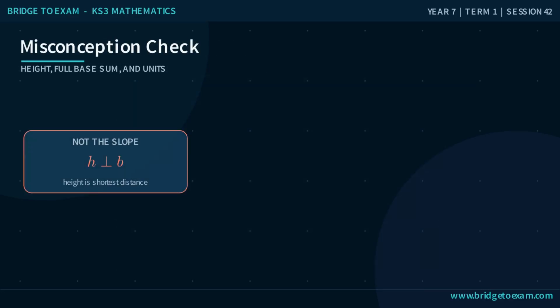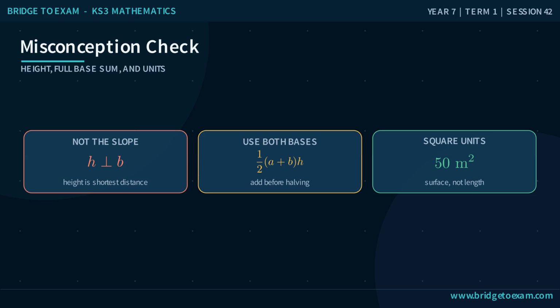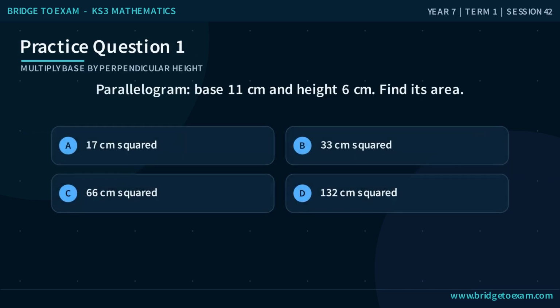Don't multiply by a sloping side when the formula needs perpendicular height. Don't forget to add both parallel sides of a trapezium before halving. And don't use linear units for an area answer. Use square units.